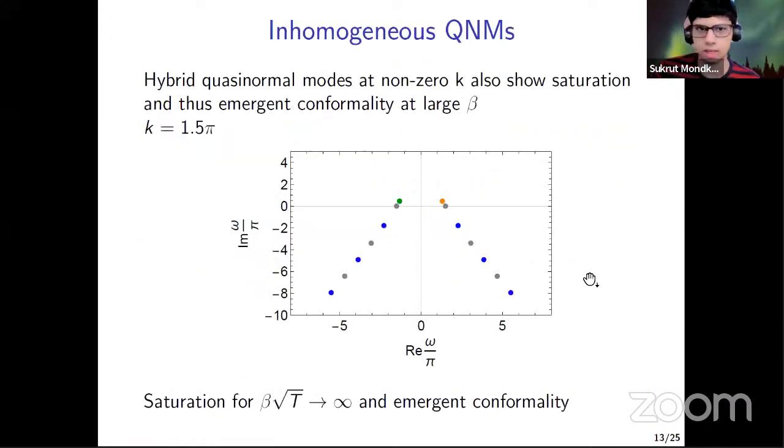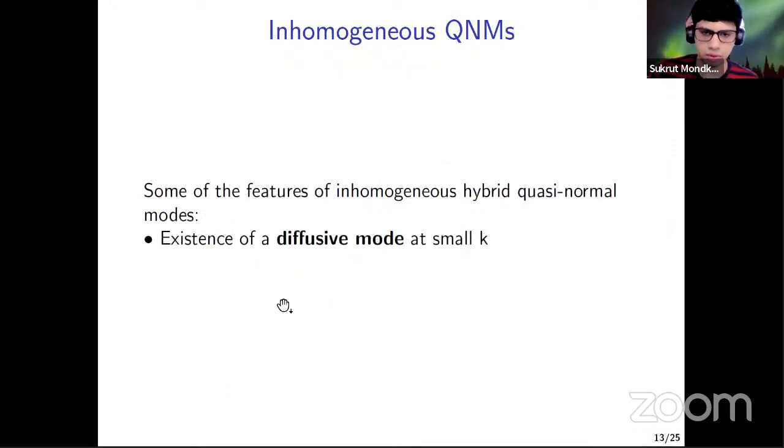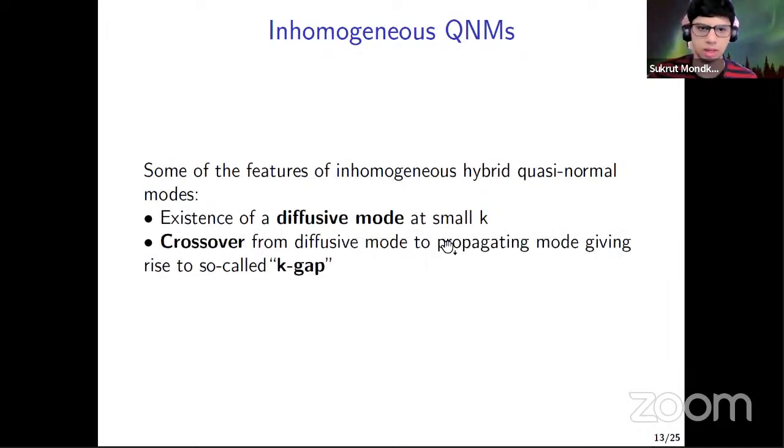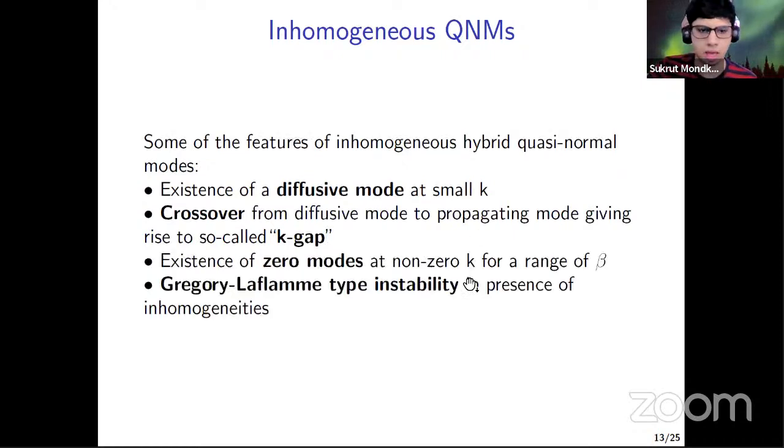So now I will describe the final section, the quasi-normal modes in the presence of inhomogeneities. Firstly, there is also an emergent conformality, just like for k equal to 0 that I showed earlier at large beta. Now there is a diffusive mode at small k, and as one increases the value of k, this diffusive mode collides with the quasi-hydro mode that I showed earlier, and both become propagating modes. Both modes are branches of the same dispersion relation, called the k-gap dispersion relation, which is found ubiquitously in many different areas of physics.